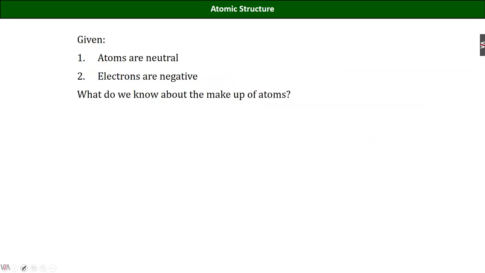All right. So let's do a thought experiment. If atoms are neutral, meaning they don't have a charge, but the electrons are negative, and electrons are one of the pieces of an atom, what else do we know about atoms? There's got to be a positive. If there's electrons and yet it still adds up to zero, you have to have something with a plus. Sam?